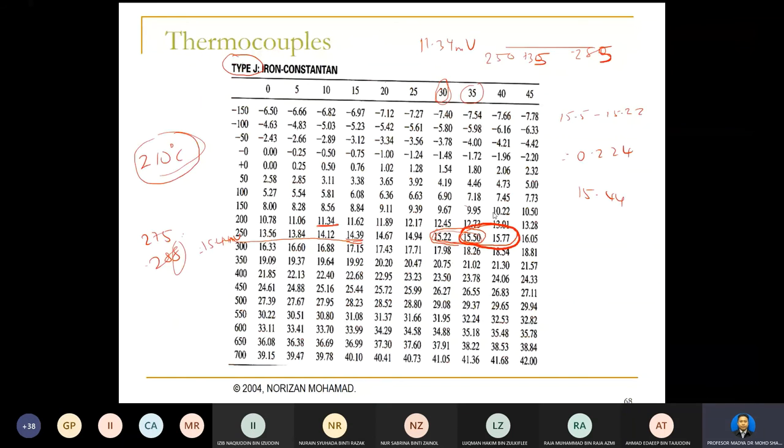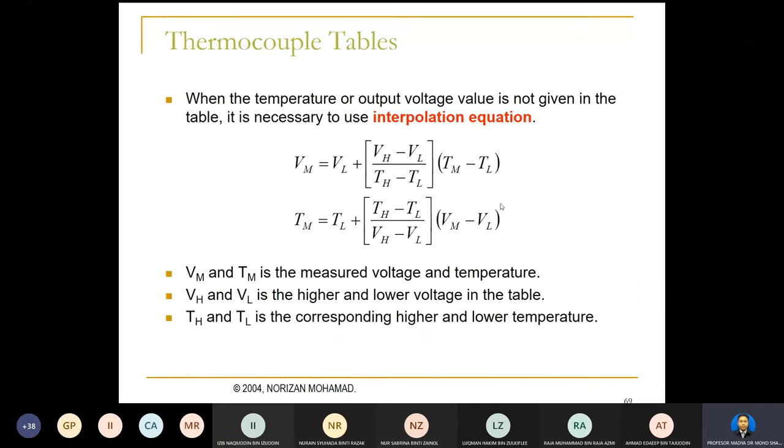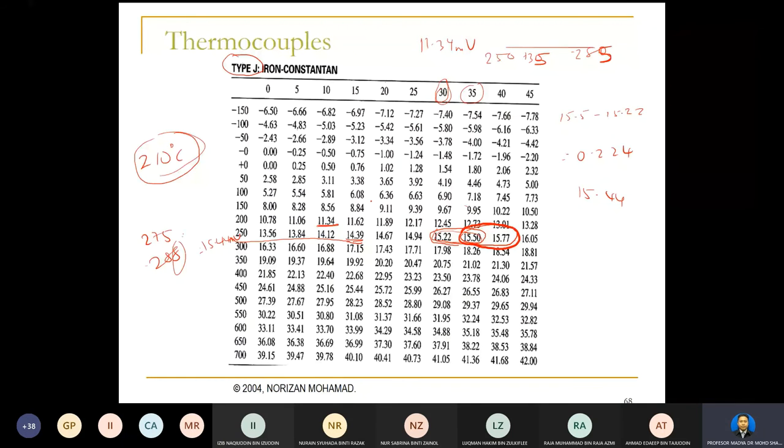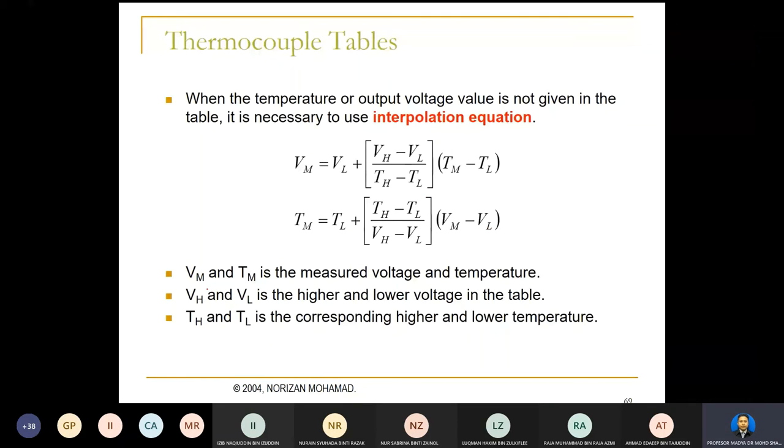So this one we cannot use straightforwardly. Before this, I mentioned to you, we have to use this interpolation equation. From the table, for example, VH and VL are the higher and lower voltages in the table as here. For example, we have to use this point and this point. This one we call the voltage lower, and this one voltage higher. So this is used in the formula to calculate the measured temperature.